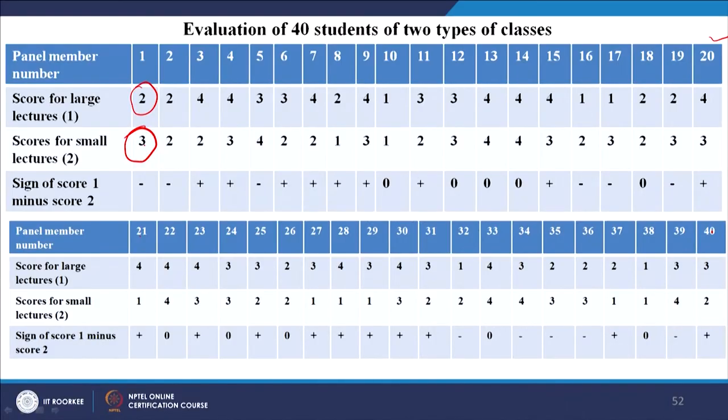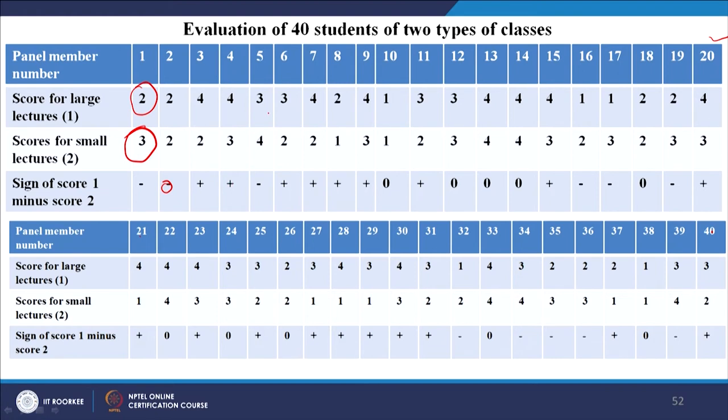So, what is the sign of the score? Now, 2 minus 3 is minus. So, this is a minus. Second case, here also gets a 2, here also gets a 2. Actually this is a mistake, it should have been 0. So, it is 4, 2 in this case. So, it is a plus.